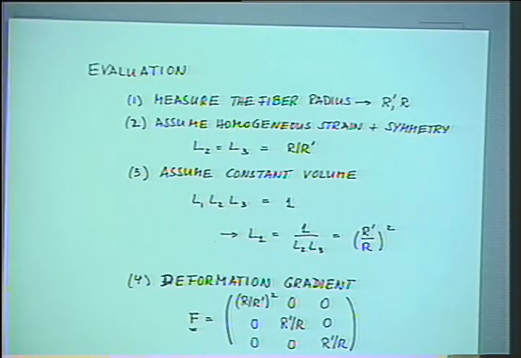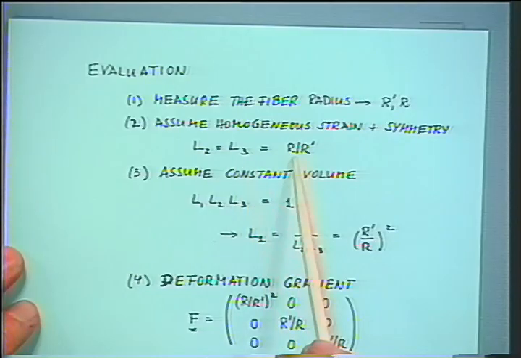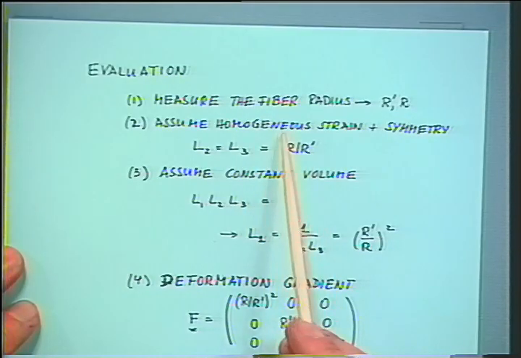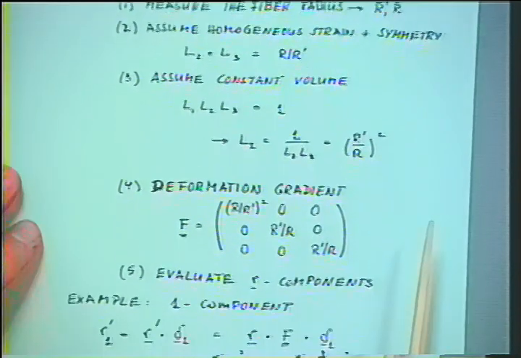If the 1 direction is the dimension in fiber direction, then 2 and 3 are directions perpendicular to that fiber direction. So they would be in the plane, in the cross-section of the fiber. So L2 and L3 would be decreasing with the radius. We assume a homogeneous deformation, assume symmetry in that case. And then with the assumption of constant volume, we are getting the stretching in 1 direction. From the radius change, we have all components of the deformation gradient.